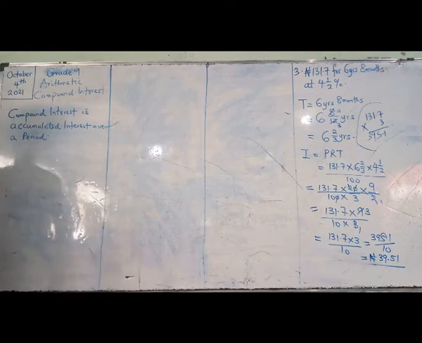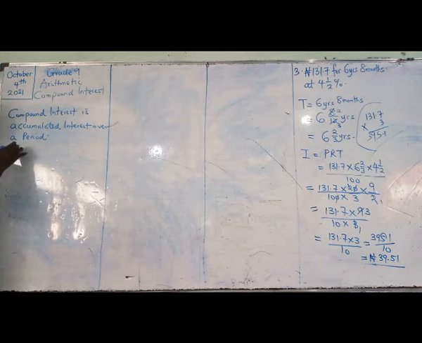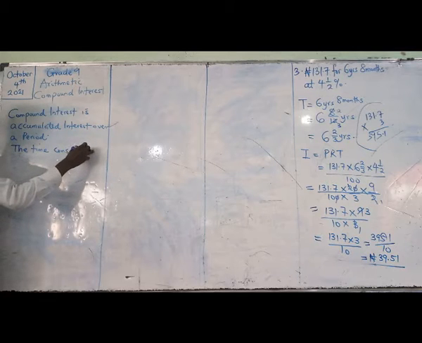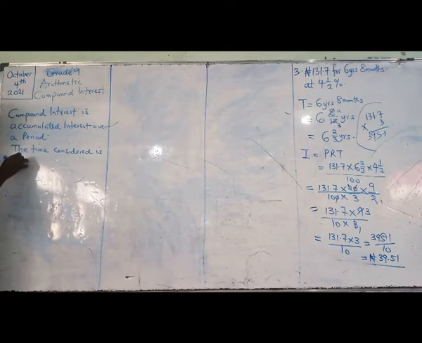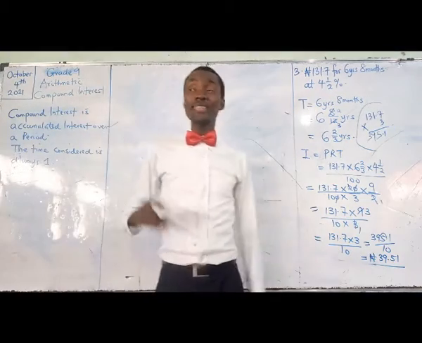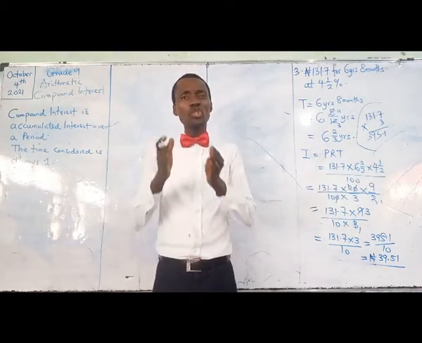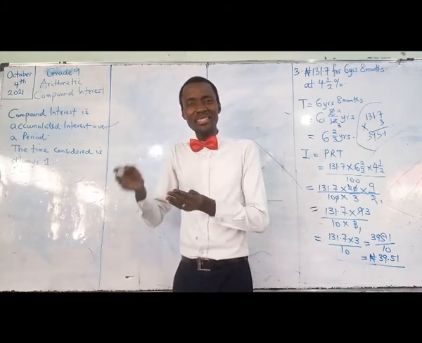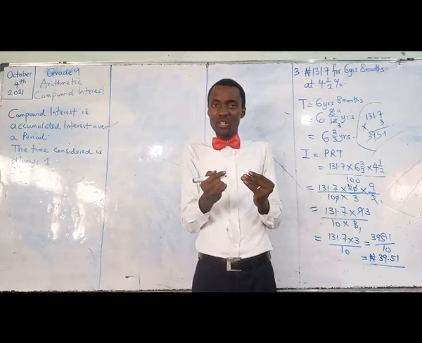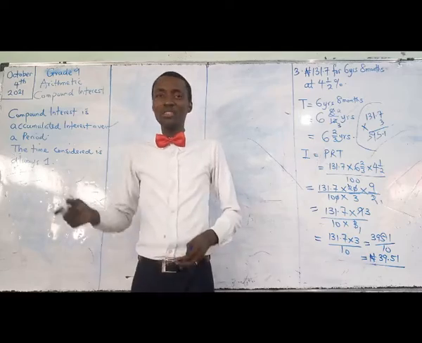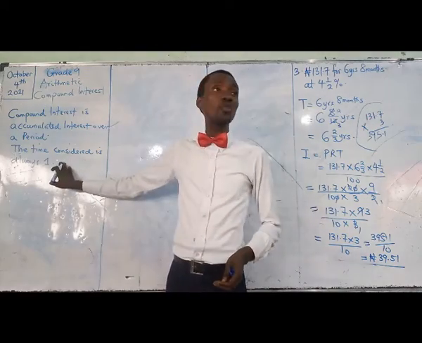Now, another interesting fact about compound interest is this. The time considered is always 1. I will explain what that means. You could be told to calculate the compound interest over 3 years, yes. But when you're solving, you will take it 1 year at a time. So at the end of the first year, what is the compound interest you have gotten? You add it to the second year. You get another value, and at the end of the day, you get what has accrued over the period.